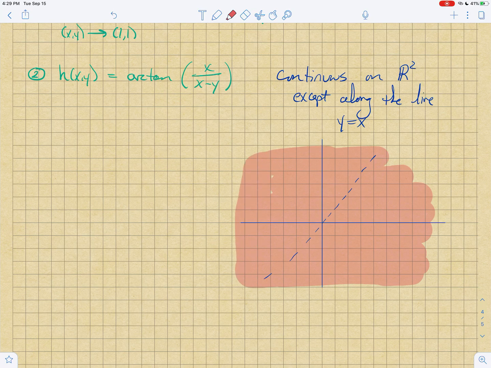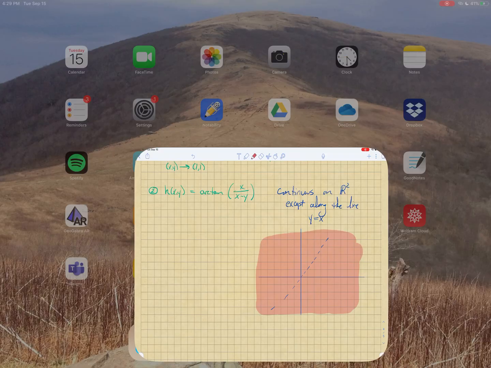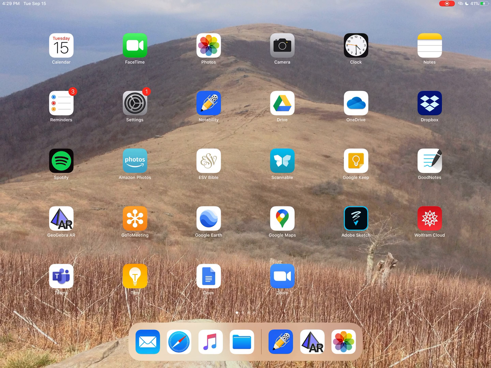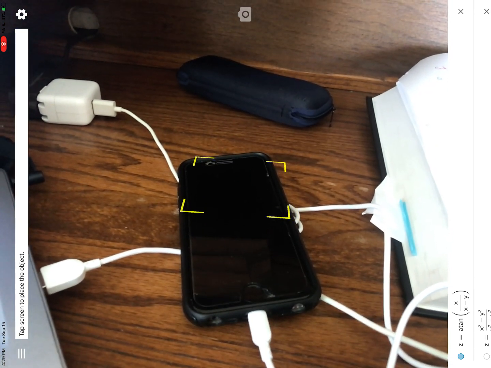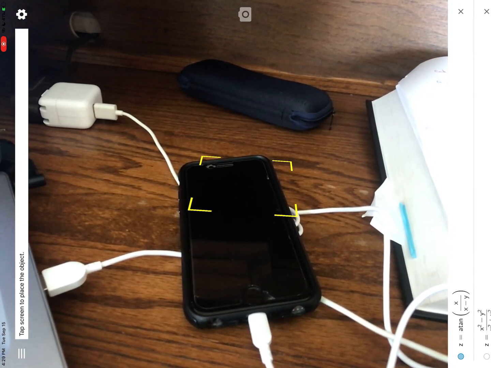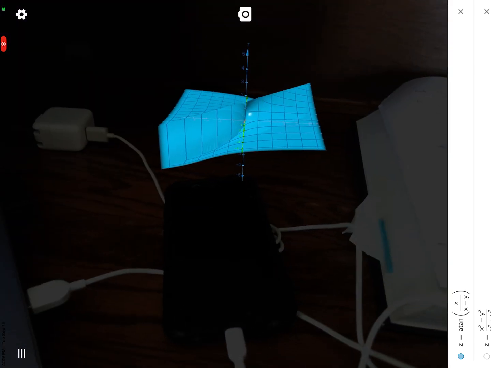I thought you might like to see what this function actually looks like. So I'm going to switch over to my GeoGebra app and see if I can pull it up for you. So let's see here. Here it is, and then whoop, it's not wanting to open. There it is. Oh, it doesn't like it. There it is. Technical difficulties.